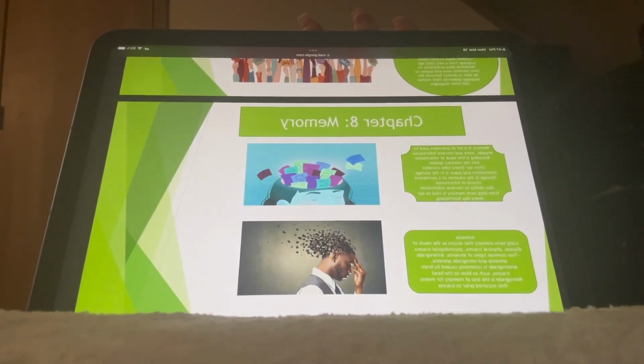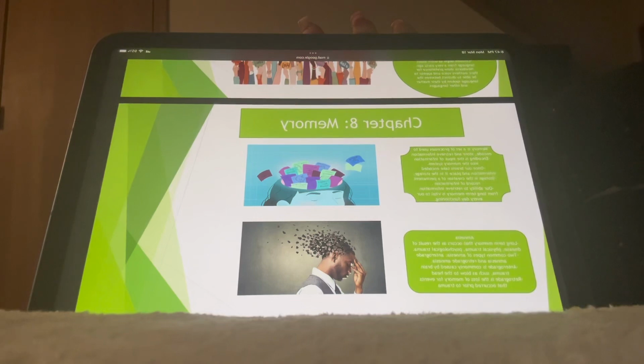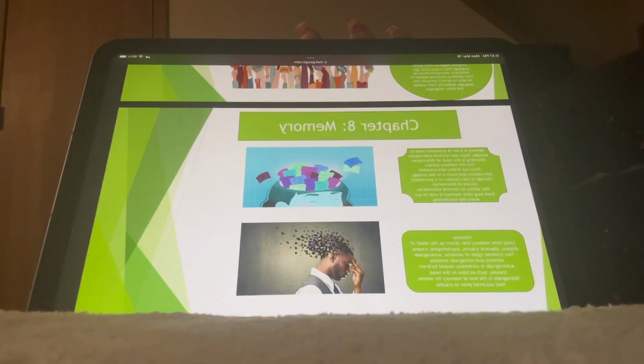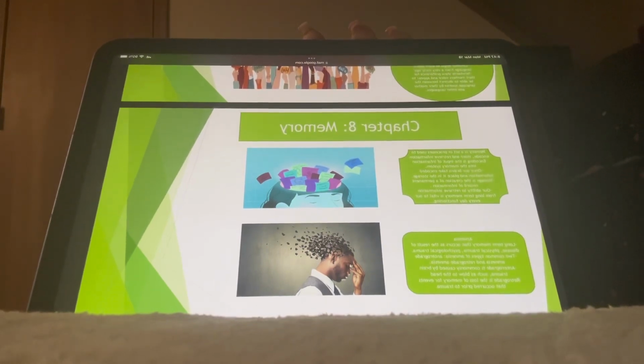So we have amnesia, which is long-term memory loss that occurs as a result of disease, physical trauma, or psychological trauma. There are 2 common types of amnesia: anterograde amnesia and retrograde amnesia. Anterograde is commonly caused by brain trauma, such as a blow to the head. And retrograde is the loss of memory for events that occurred prior to trauma.